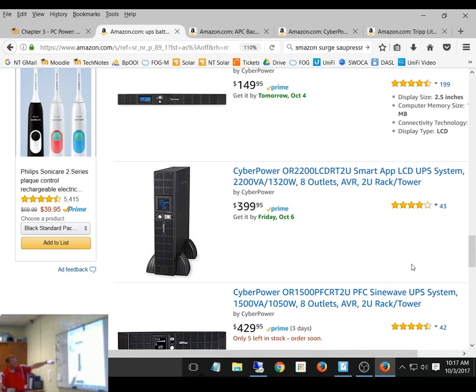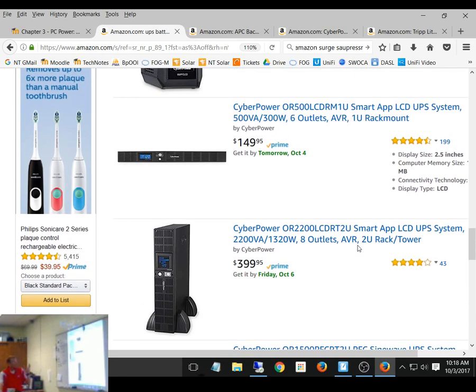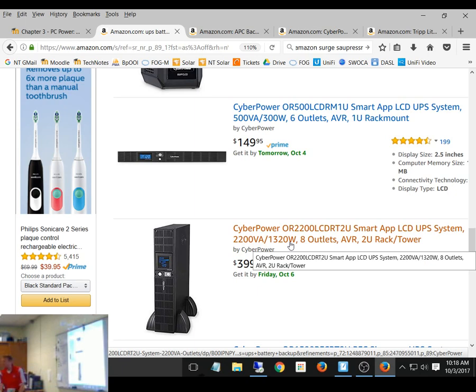So on this one, you can see the volt amp rating up here. So it has the volt amp and the wattage. It's got 8 outlets. 2U is the size of the rack that it will go in. And you can see it comes with feet, and it comes with the rack mount thing. That's a nice one for $400. But really, when you look at these other ones, you really have to look at how much you're going to have connected to it and how long you need it to last.